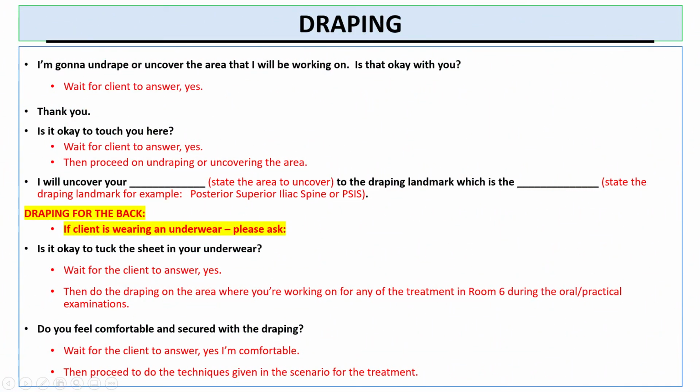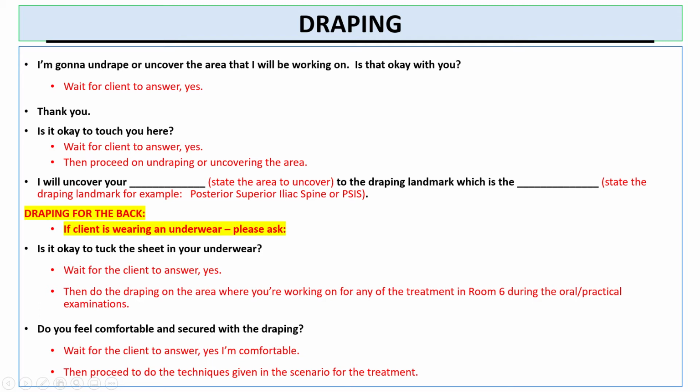Guys, for draping your client during the massage treatment, just say, I'm gonna undrape or uncover the area that I will be working on. Is that okay with you? Wait for the client to answer, yes. Then say, thank you. Is it okay to touch you here? Wait for the client to answer, yes. Then proceed on undraping or uncovering the area. I will uncover your blank, state the area to uncover. To the draping landmark, which is the blank, state the draping landmark, for example, posterior superior iliac spine or PSIS.